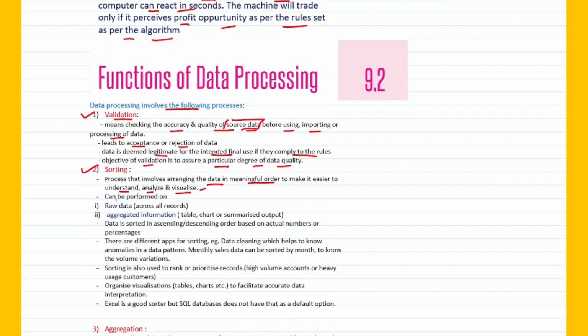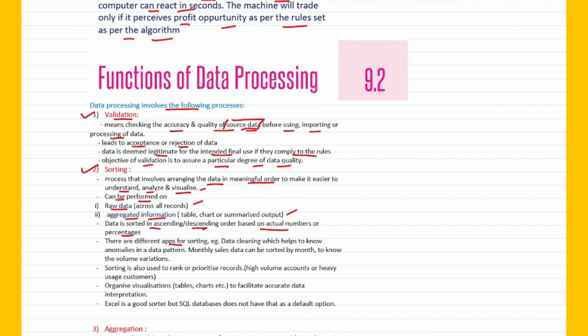Now this sorting can be performed on two things. One is on the raw data. Raw data means across all the records. So whatever data you have, sorting can be done on that, or it can be done on aggregated information. Aggregated information is nothing but something in the form of a table, chart or summarized output. So basically sorting can be done on raw data and on aggregated information. Now you would see that data is sorted in either ascending or descending order. If you go onto Excel, you simply have an option of setting it in ascending or descending order based on the actual numbers or the percentages. So whichever way you want, you can do that.